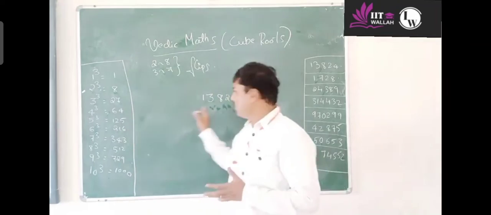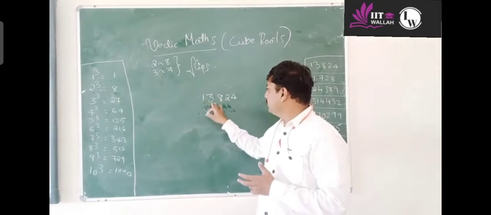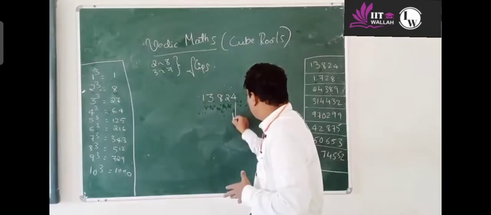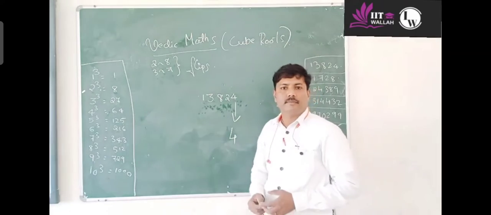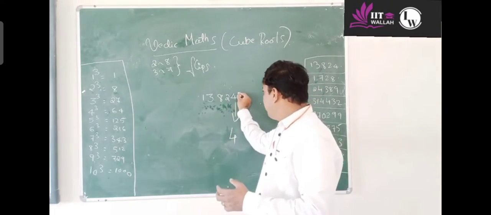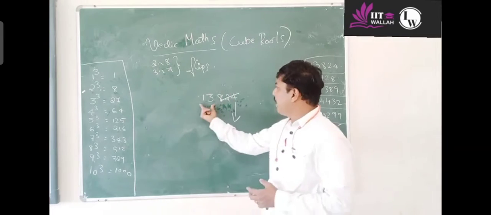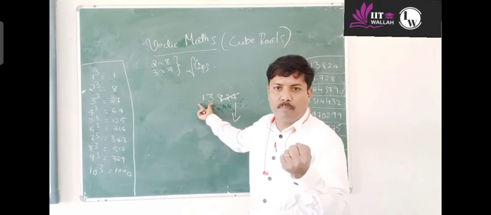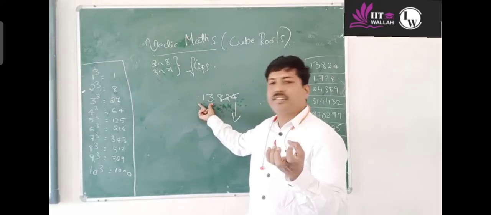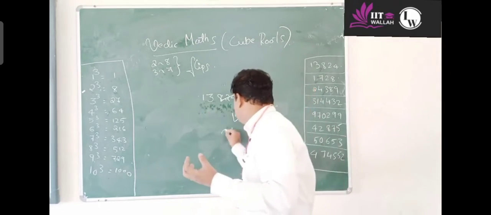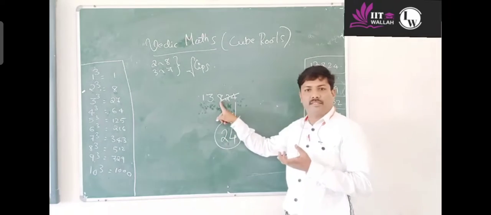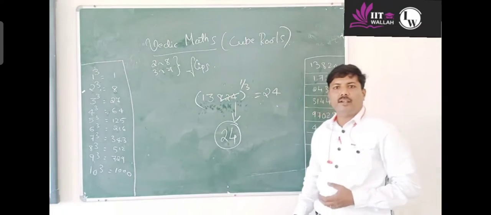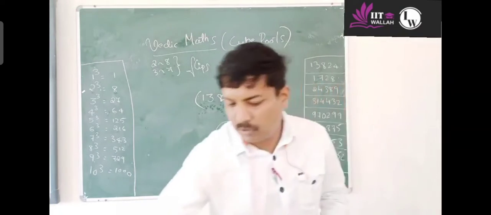So now we will check this number. This is a perfect cube, 13824. This number ends with 4, so its cube root also ends with 4. Okay? Then cut the first 3 digits. The number remaining is 13. So 13 is not a perfect cube. The nearest perfect cube below 13 is 8, and the cube root of 8 is 2. So 24 is the cube root of this number. You clearly got it? Okay. Thank you.